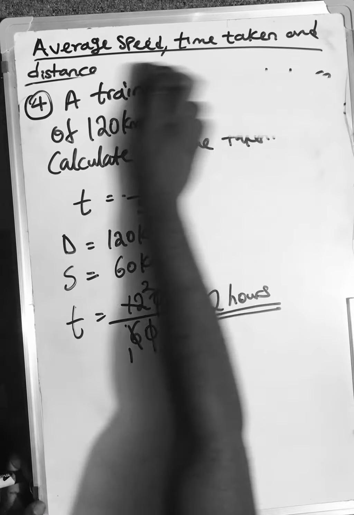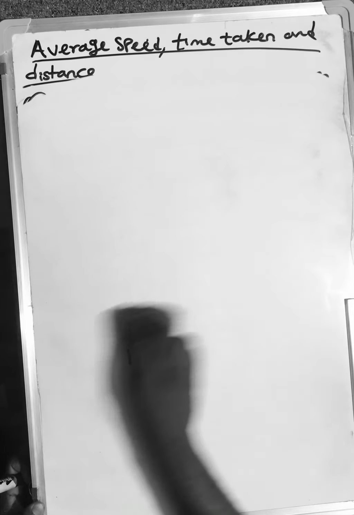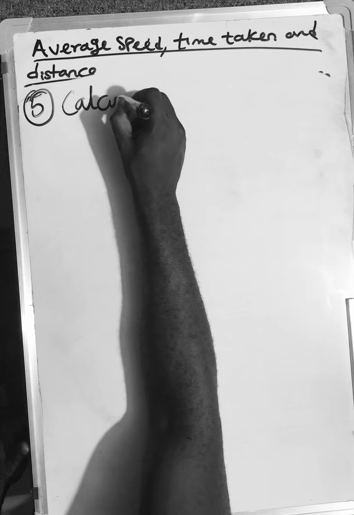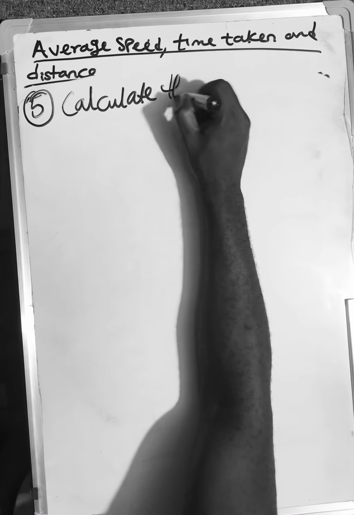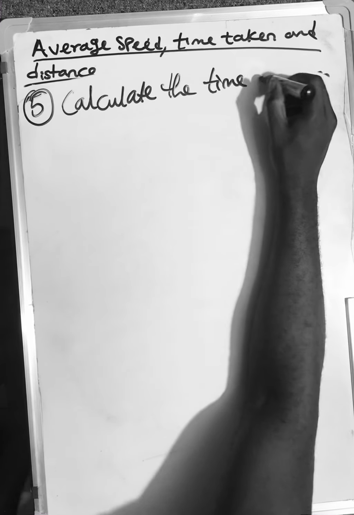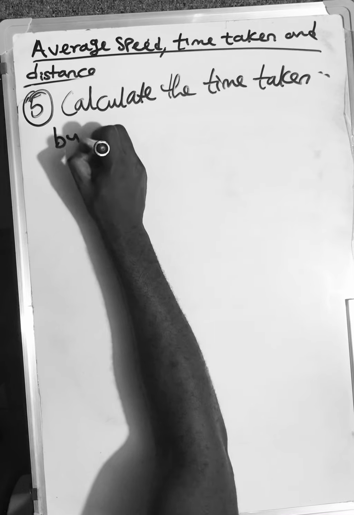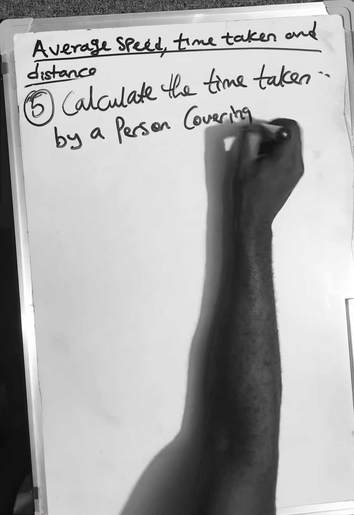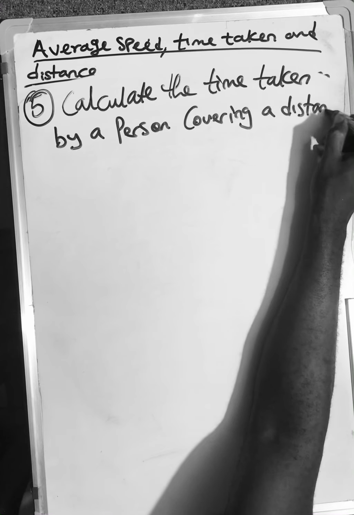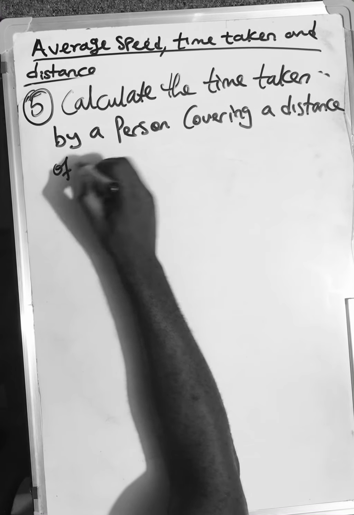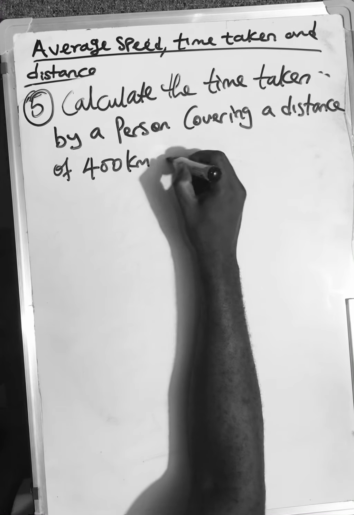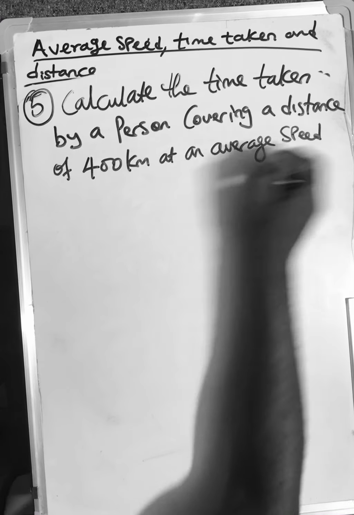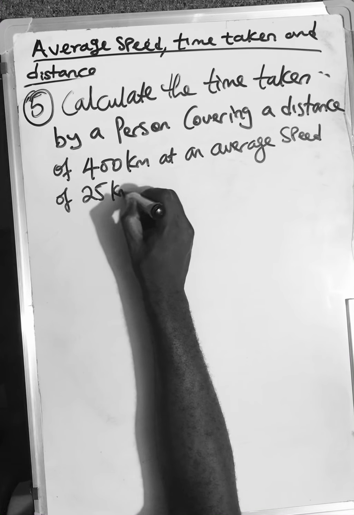The fifth question: calculate the time taken by a person covering a distance of 400 kilometers at an average speed of 25 kilometers per hour.